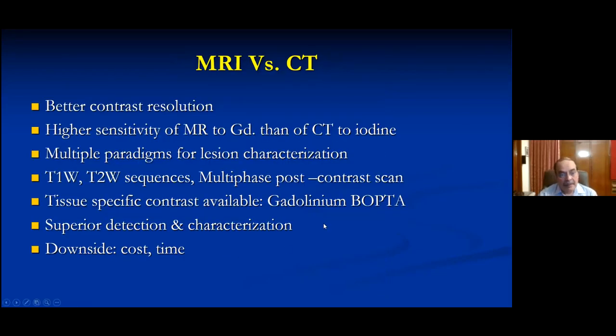Coming to MR, MR offers a better contrast resolution. It has a higher sensitivity to gadolinium than CT does to iodine. As I said, multiple paradigms for lesion characterization and superior detection and characterization. The downside being its high cost and the fact that it's a more time-consuming investigation. The shortest protocol for the liver would take about 20 to 25 minutes, whereas a CT we know can be finished in less than 1 minute.